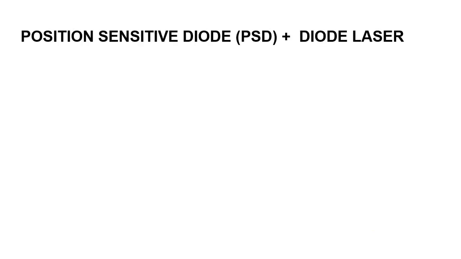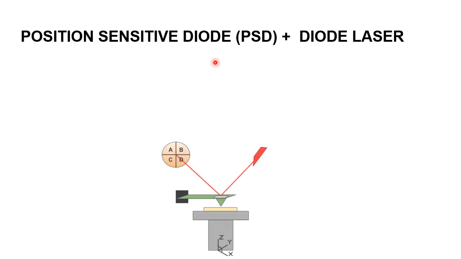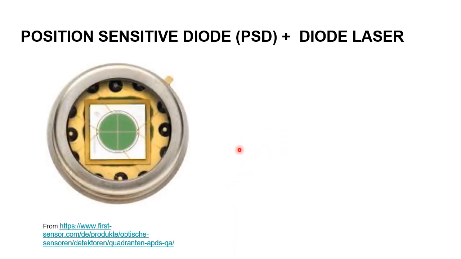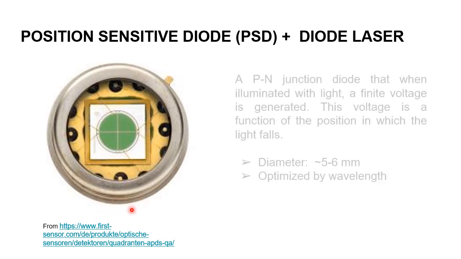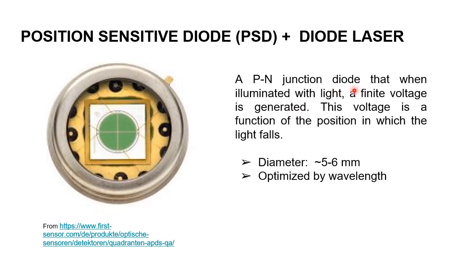The next components are the PSD and the diode laser. The diode laser provides the laser beam, and the PSD works as a detector. The PSD is a junction diode that, when light is illuminated on it, produces a voltage. This voltage is a function of the distance to the center or the edges.